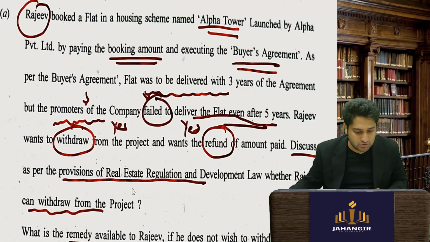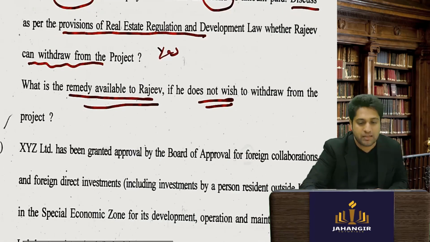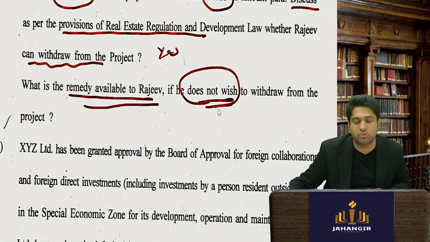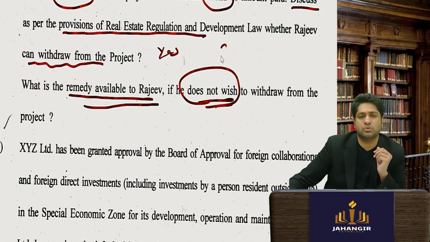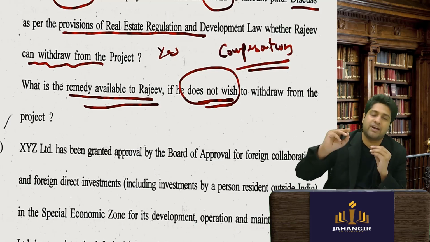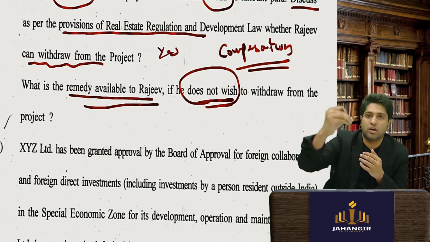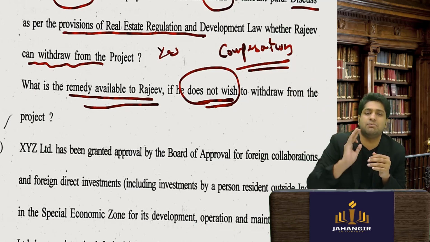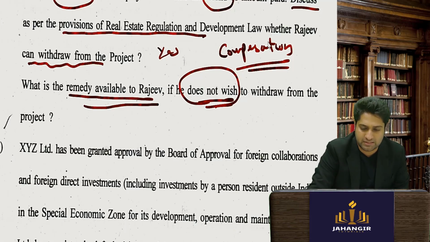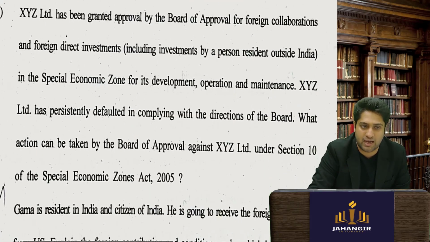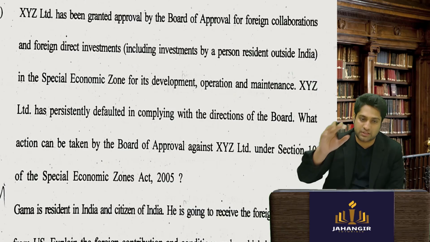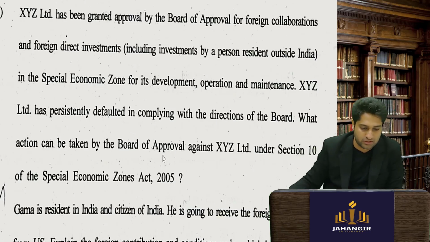Discuss the provisions of this, whether he can withdraw. The answer is yes. What remedy is there if he does not wish to withdraw? Then he can ask for compensation. He can say, listen, fine, not 3 years, not given in 5 years, give me in 7 years, but give me so much amount of compensation. So that is another option that he has. Now let's read through the next question. I told you, whenever I see this, I don't want to read through everything.